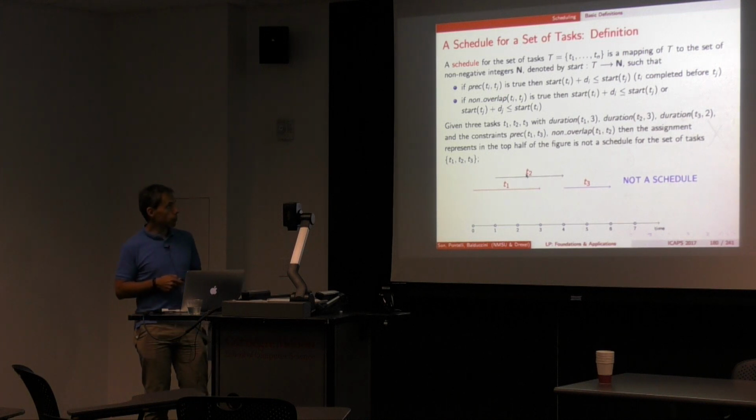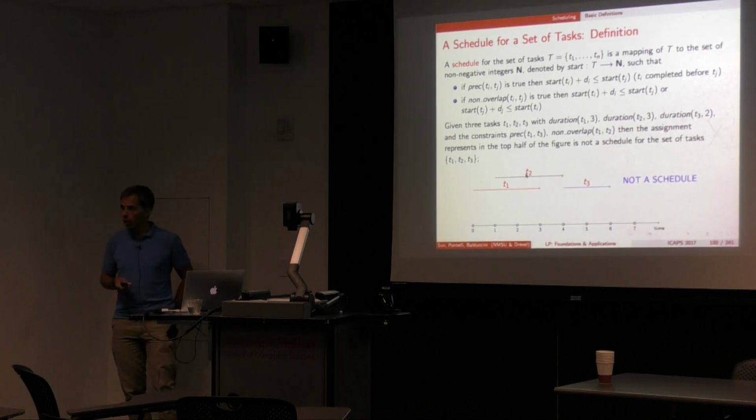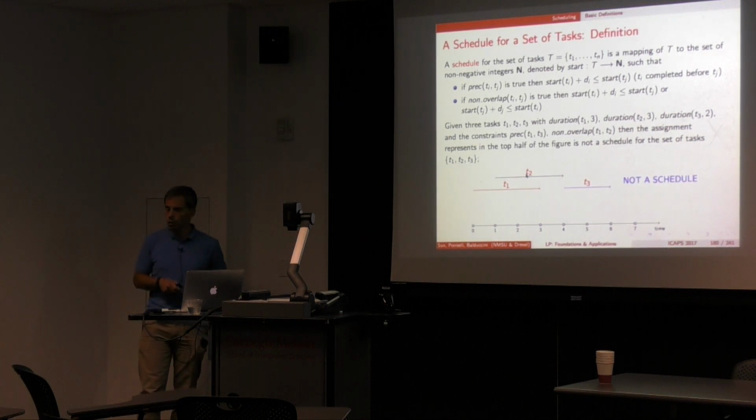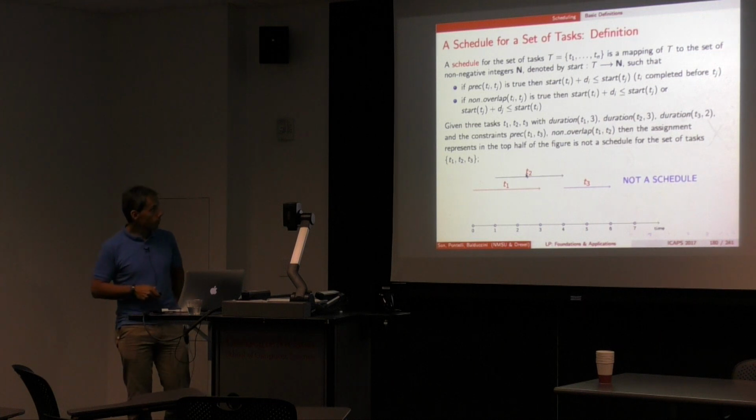So the precedence condition says that if we are told that Ti must precede Tj, then what you see here must be true, which means that Ti must be completed before Tj starts. This Di here is the duration of Ti based on the information given by relation duration.